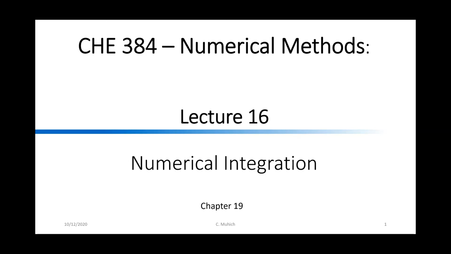Welcome back, class. Today we're going to start a new unit on numerical integration and differentiation. Today we're going to start out talking about numerical integration. Here we're going to use computational approaches to solve integrals from either tabulated data points or data points that we can calculate.